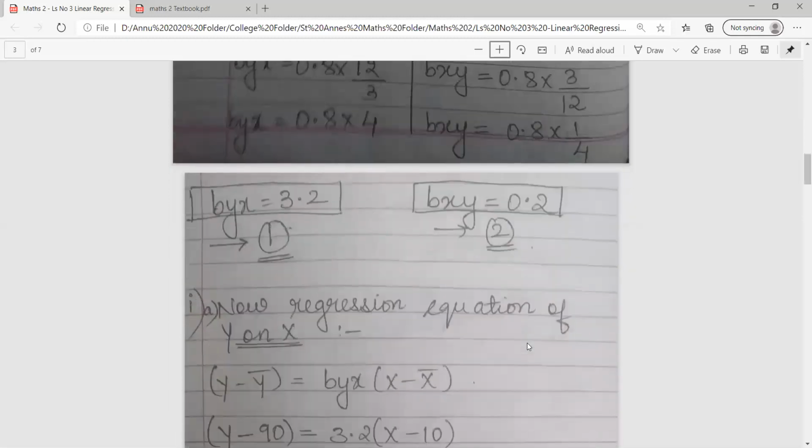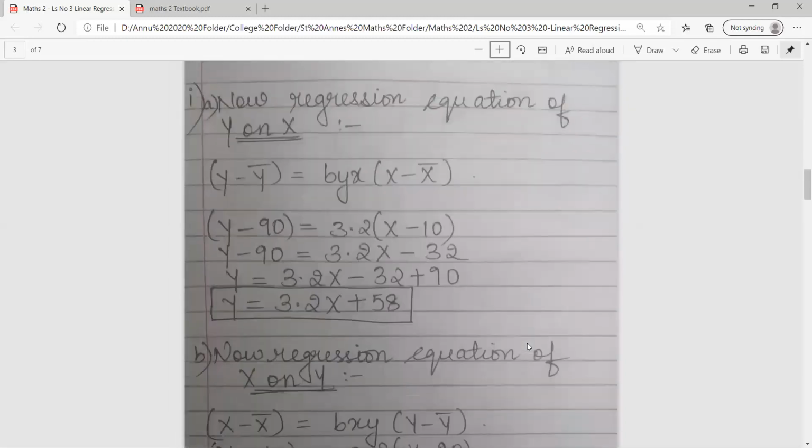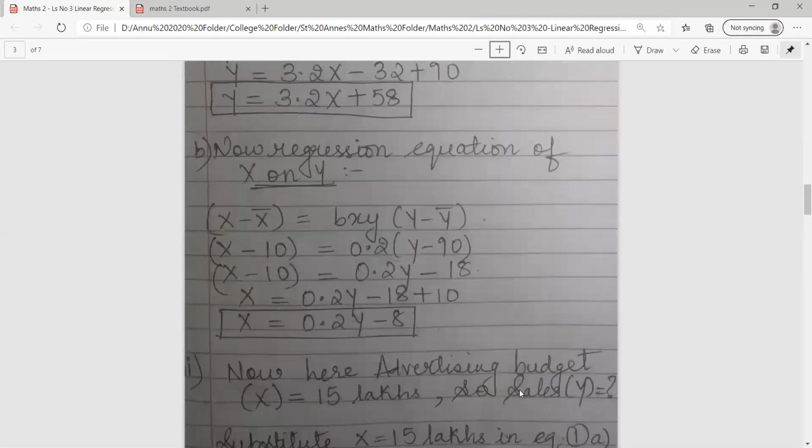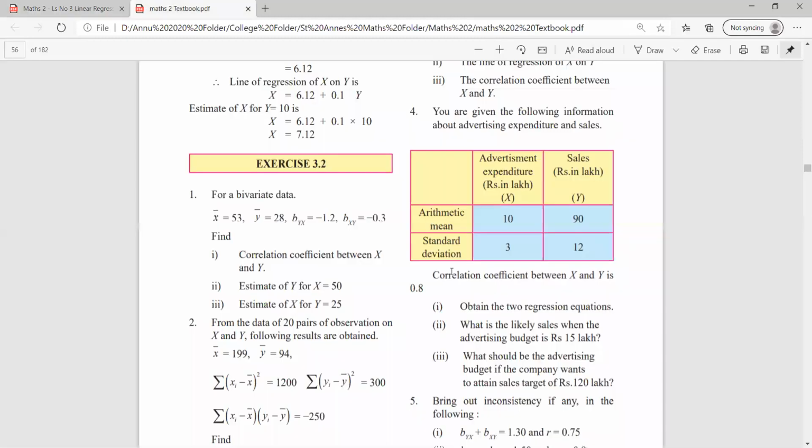After getting the regression coefficients, there should be no problem and you can easily find the regression equations of y on x and x on y. By using the formula y minus y bar is equal to byx into x minus x bar. In the similar manner, you can find the regression equation of x on y as x minus x bar is equal to bxy into y minus y bar. After getting both the equations, this is point number 1, which we have completed.